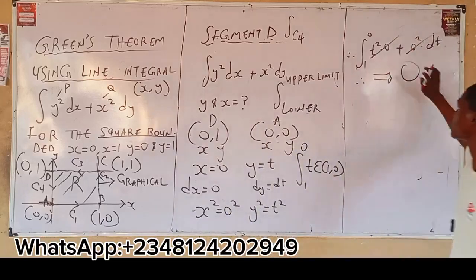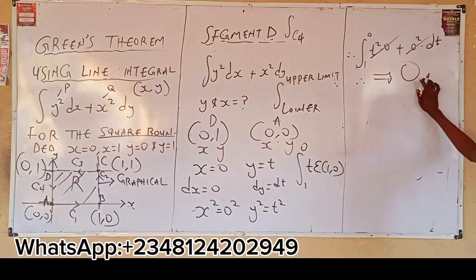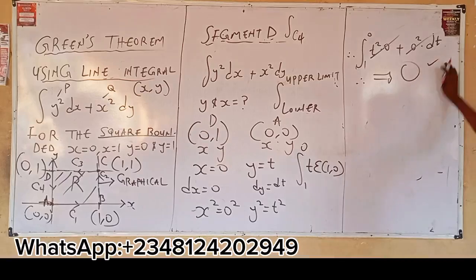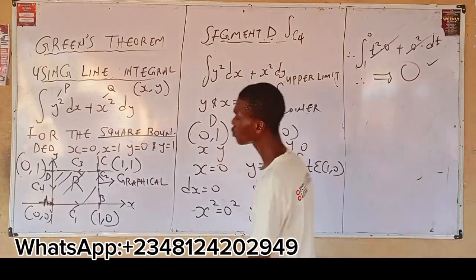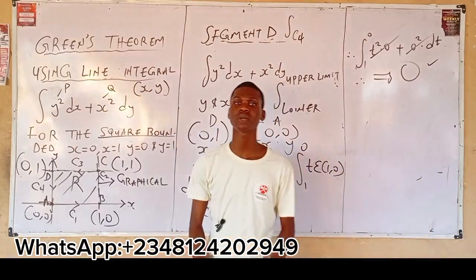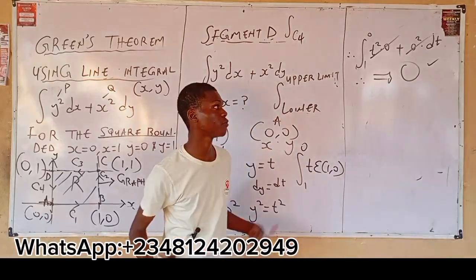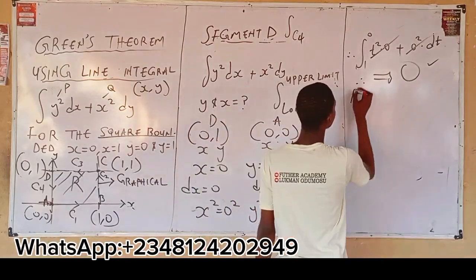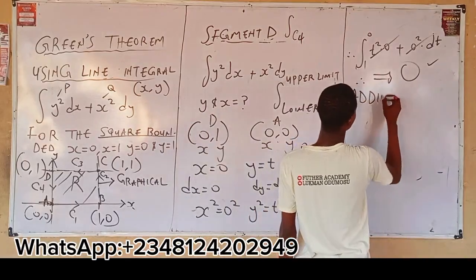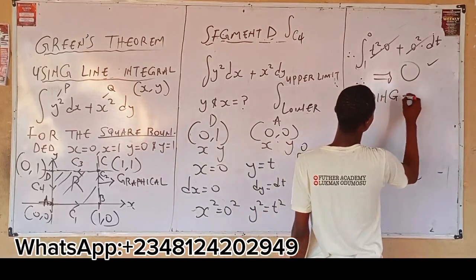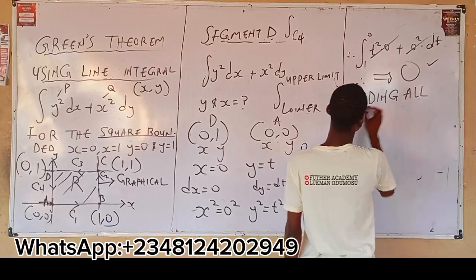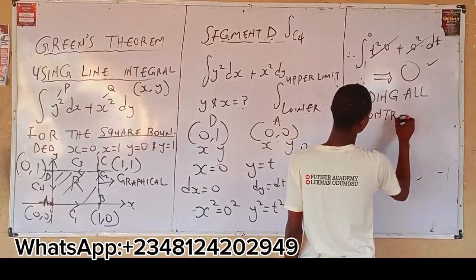So I want to believe that this is what you got. You got 0 as well. So if you get 0, it means you understood the concept now. So you are correct. Now so far we've done segment A, segment B, segment C, and segment D. So add up all your values that you've gotten, meaning adding all contributions.